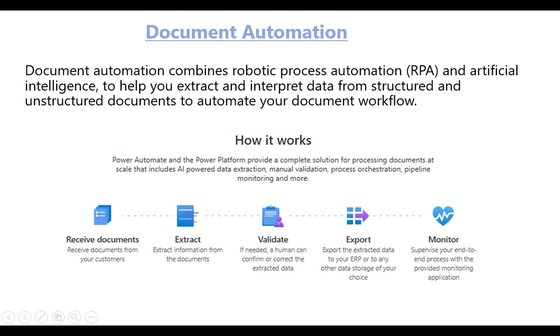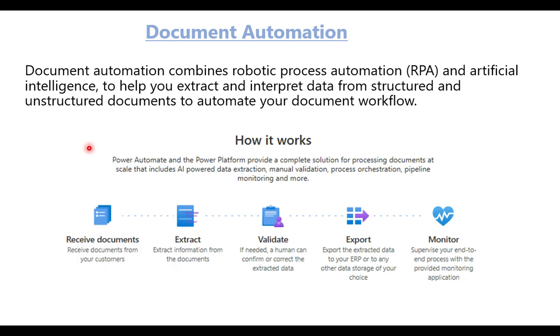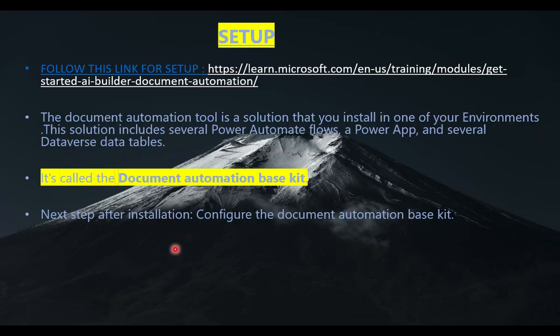So here Microsoft has given a diagram which I am using. So how it works: the customer receives the document in their inbox, or it can be anyone's inbox. Then it extracts the information from the document, then validates. Here the human in the loop comes in, because the AI may not be 100% accurate, so it will refer to the human to validate it. And once it is correctly extracted, it will be exported and then you can supervise and monitor.